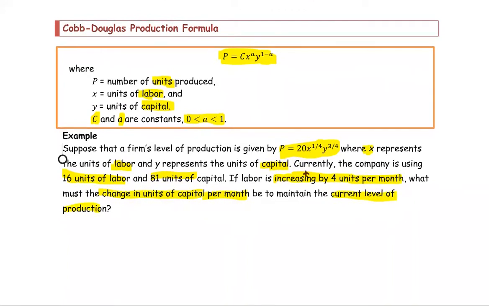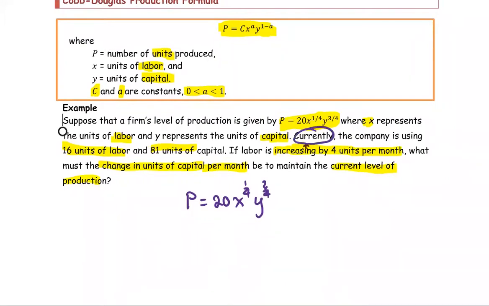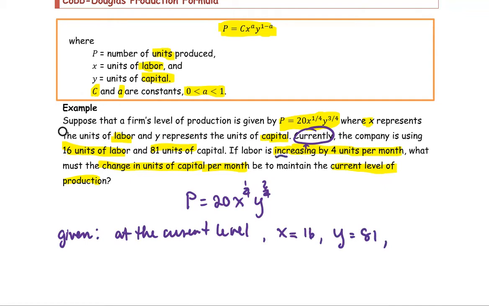Based on the Cobb-Douglas production formula, the production equals 20 multiplied by x to the power 1 over 4, y to the power 3 over 4, we can compute the current production level using the provided information. As the problem provided to you, let's put the notes here. As the given or known information at the current level, x, which is the units of labor, equals 16, y equals 81, and the labor is increasing by 4 units per month. The labor is the x, increasing by the rate of 4 units per month. So this piece of information tells you dx/dt equals positive 4.